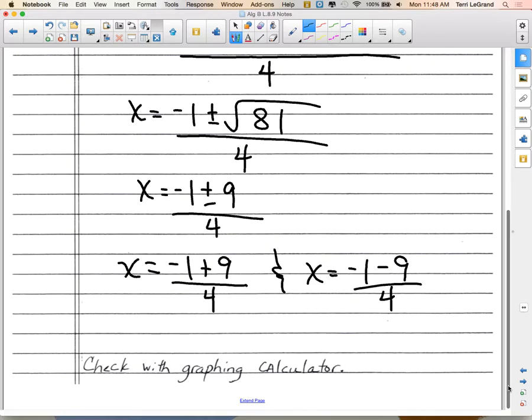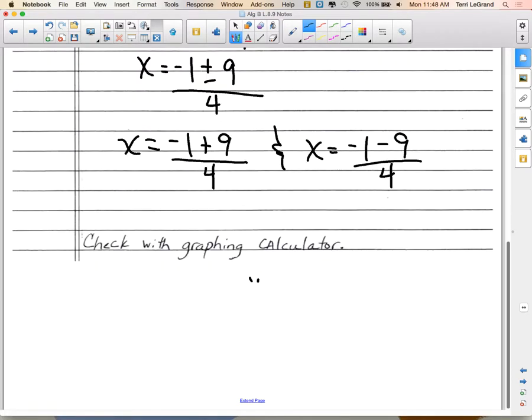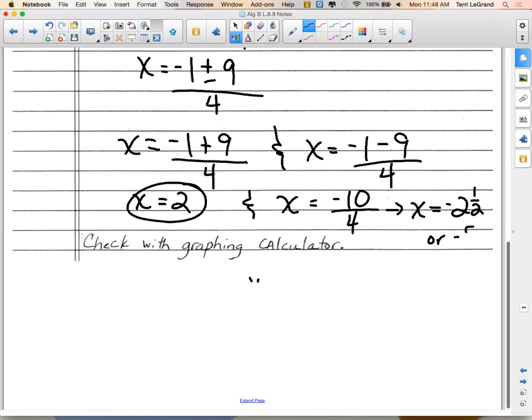Okay, so we've already decided that negative 1 plus 9 is 8 divided by 4. We already decided that one's 2, didn't we? And negative 1 subtract 9 is negative 10. What's that equal? Negative 5 over 2, or negative 2 1/2. You can give it either way. Doesn't matter.